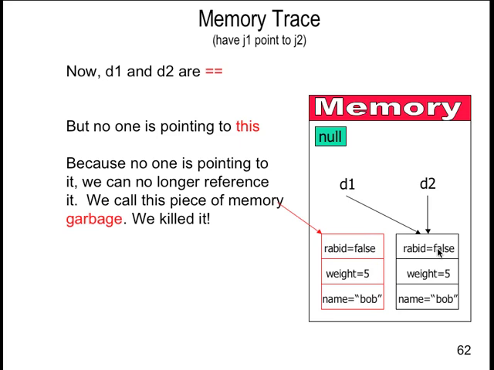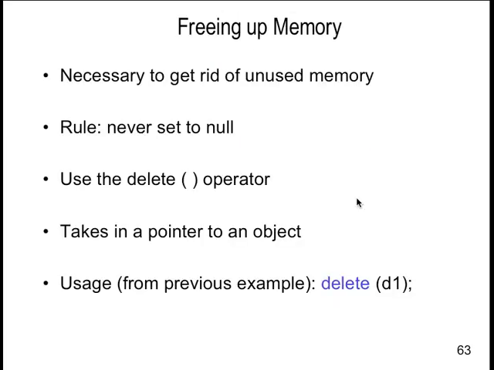There's no automatic garbage collection. Because no one is pointing to this piece of memory and it can no longer be referenced, we can call it garbage. We killed it, but we haven't deallocated it. We haven't run a delete on it, which we haven't seen yet. So it's hanging out there, but we can't access it. If we did this in Java, we would be fine. So this is one of the downfalls of C++ versus Java: no automatic garbage collection, and we have garbage.